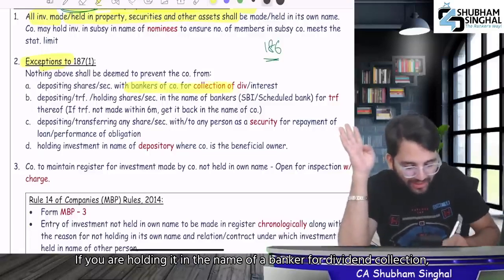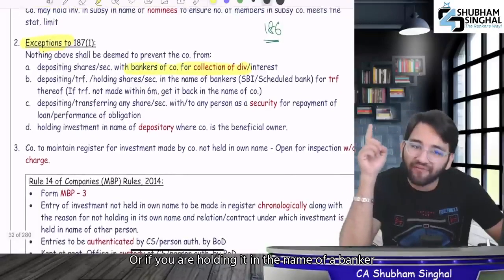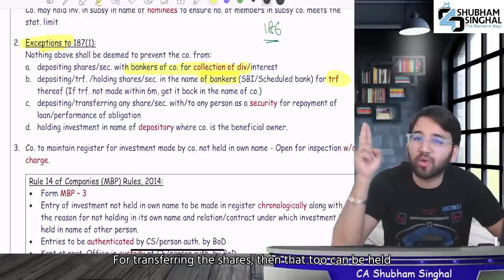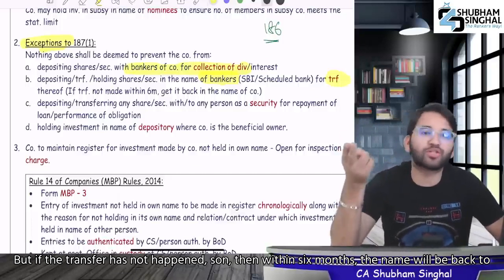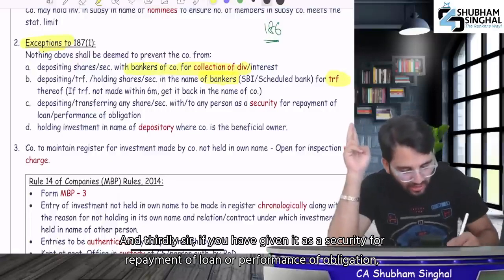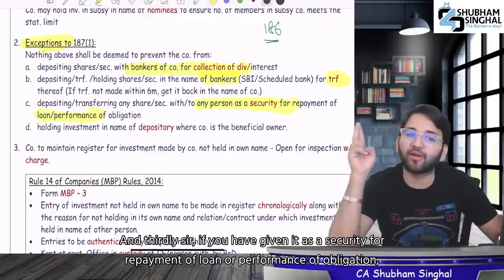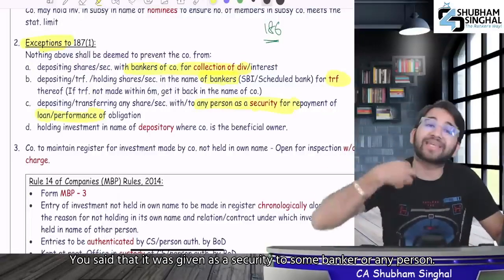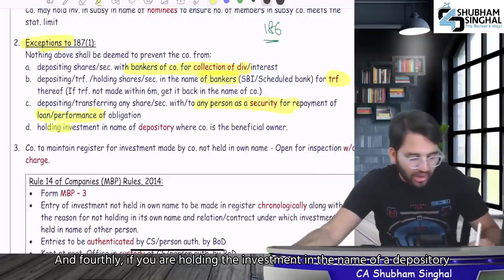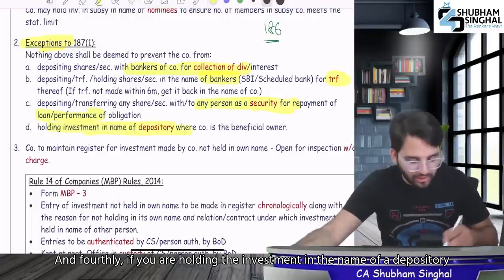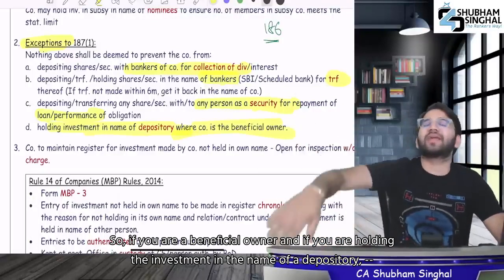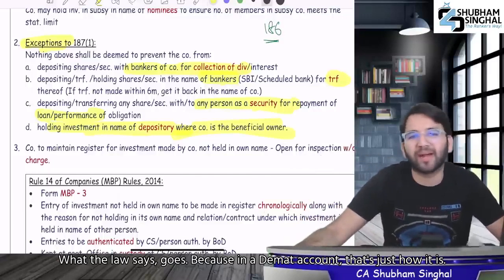First exception, if you are holding it in the name of a banker for dividend collection, or also if you are holding it in the name of a banker for transferring the shares, then that too can be held. But if the transfer did not happen, then the name will be back within 6 months. So it should be given in the company's name. And thirdly, if you have given it as a security for repayment of a loan or performance of an obligation, that it was given as a security to some banker or any other person, the law says that it is allowed. And fourth, if you are holding investment in the name of a depository, where the company is the beneficial owner, the law says that it's okay because it happens in demat.